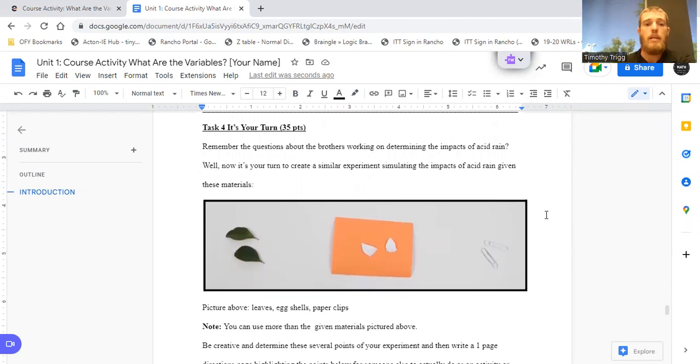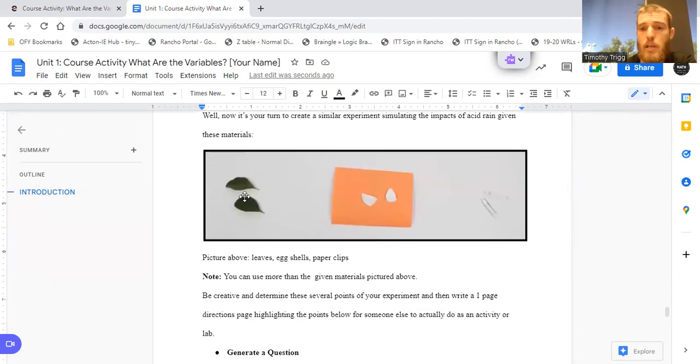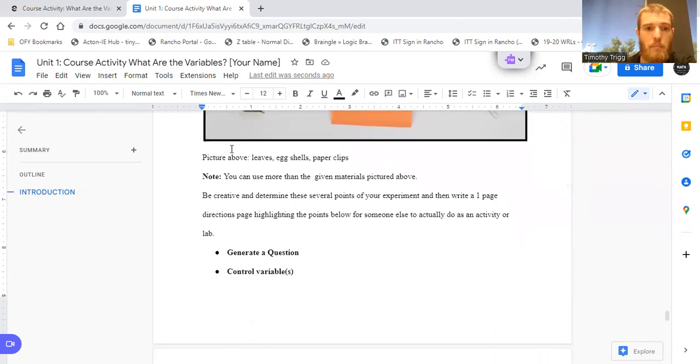Okay, task 4, it's your turn. Remember the question about the brothers working on determining the impacts of acid rain? Now it's your turn to create a similar experiment, simulating the impacts of acid rain given these materials. You can see we have 2 leaves, 2 eggshells, and 2 paper clips. Note, you can use more than the given materials pictured above.